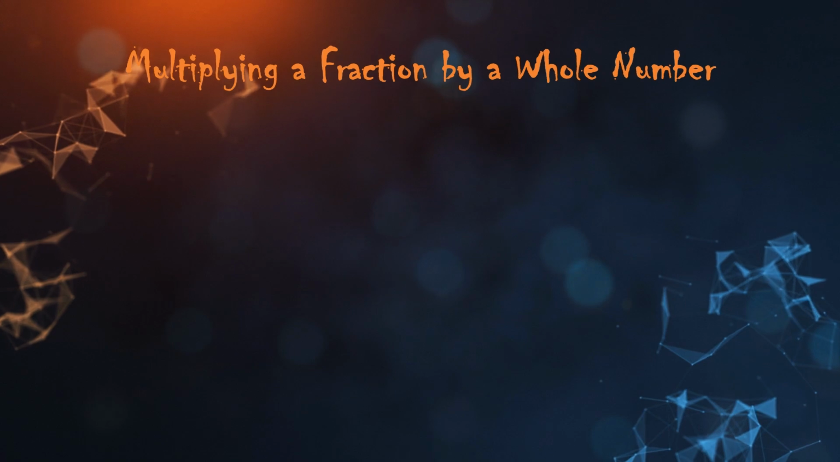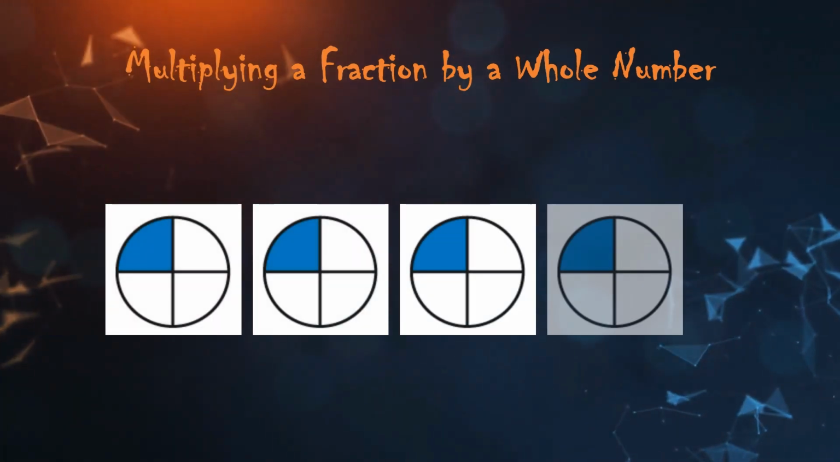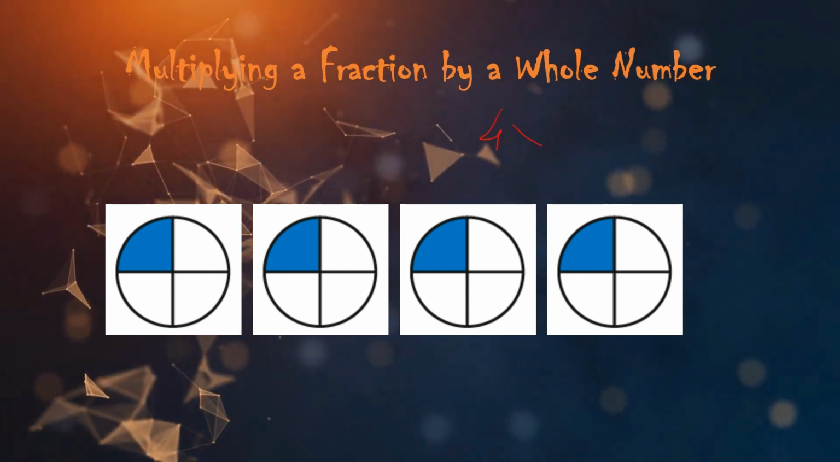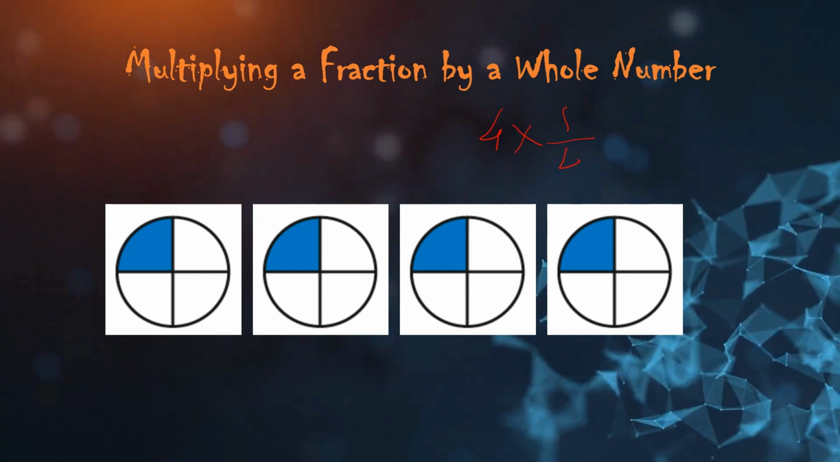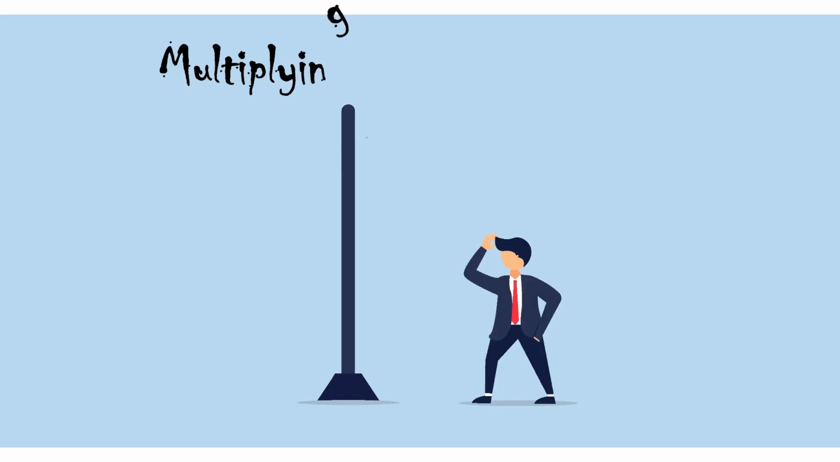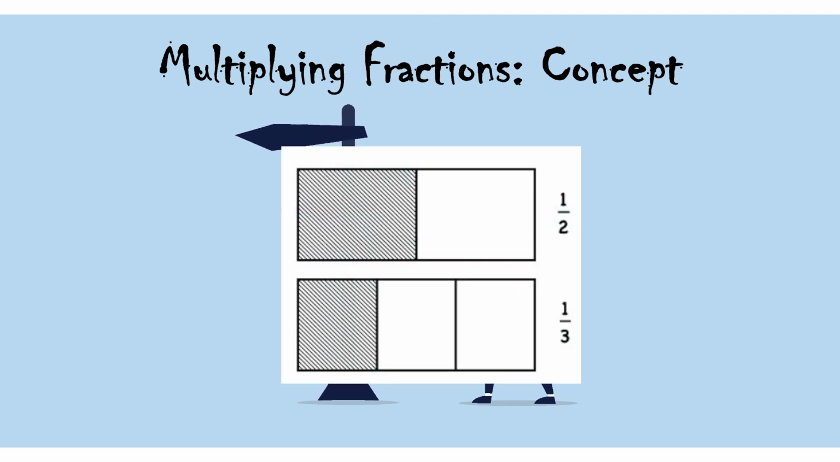What if we want to multiply a fraction by a whole number? Let's say we have 4 quarters of a circle and we want to know what we get multiplying them. So we can simply calculate 4 times 1 by 4, which gives 1. Now let's see how to multiply two fractions. If we have half of a rectangle and we want to find 1/3 of that half, we divide it again. So half multiplied by 1/3 is the same as finding a smaller part within a part.